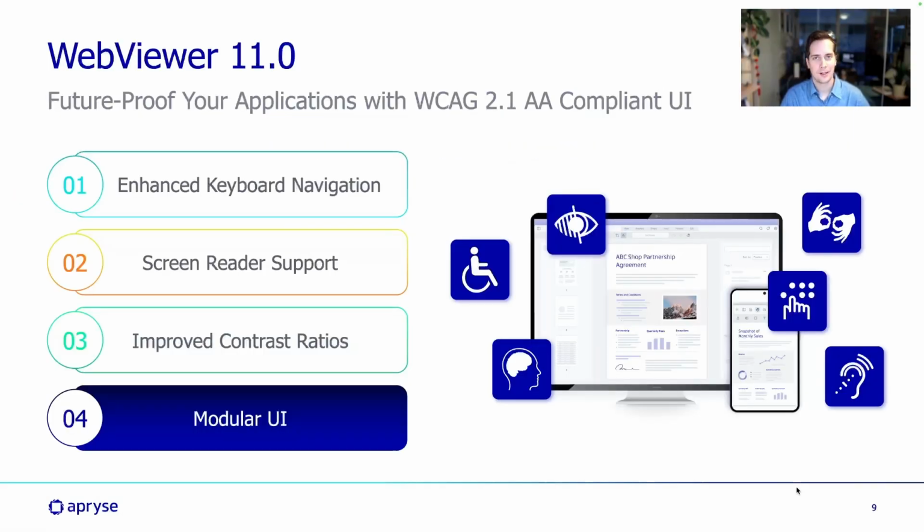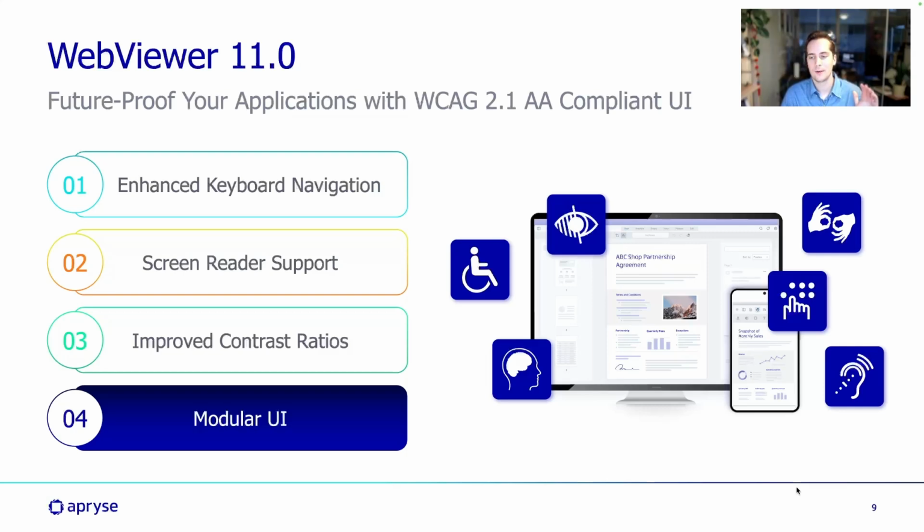So how does WebViewer version 11 meet these guidelines? Well, we've addressed the POUR principle, which is required by WCAG 2.1 AA. The four principles of web accessibility are shortened to POUR. The P stands for perceivable, O stands for operable, U stands for understandable, and R stands for robust. We've addressed these by enhancing keyboard navigation, screen reader support, and improved contrast ratios to meet the WCAG standards.